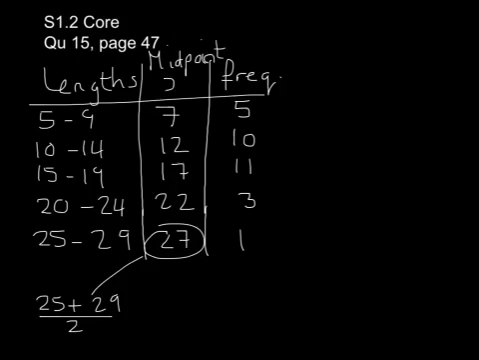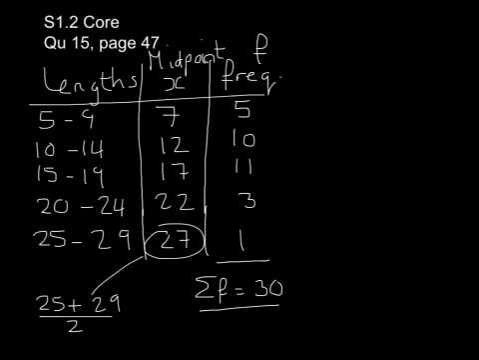And I'm going to label this column X. My frequency column, as before, I'm labelling F. And we know that the total number of people that were taking part in this was 30 people, and we can just check that by doing the sum of the frequency column. 5 plus 10 plus 11 plus 3 plus 1 is equal to 30.